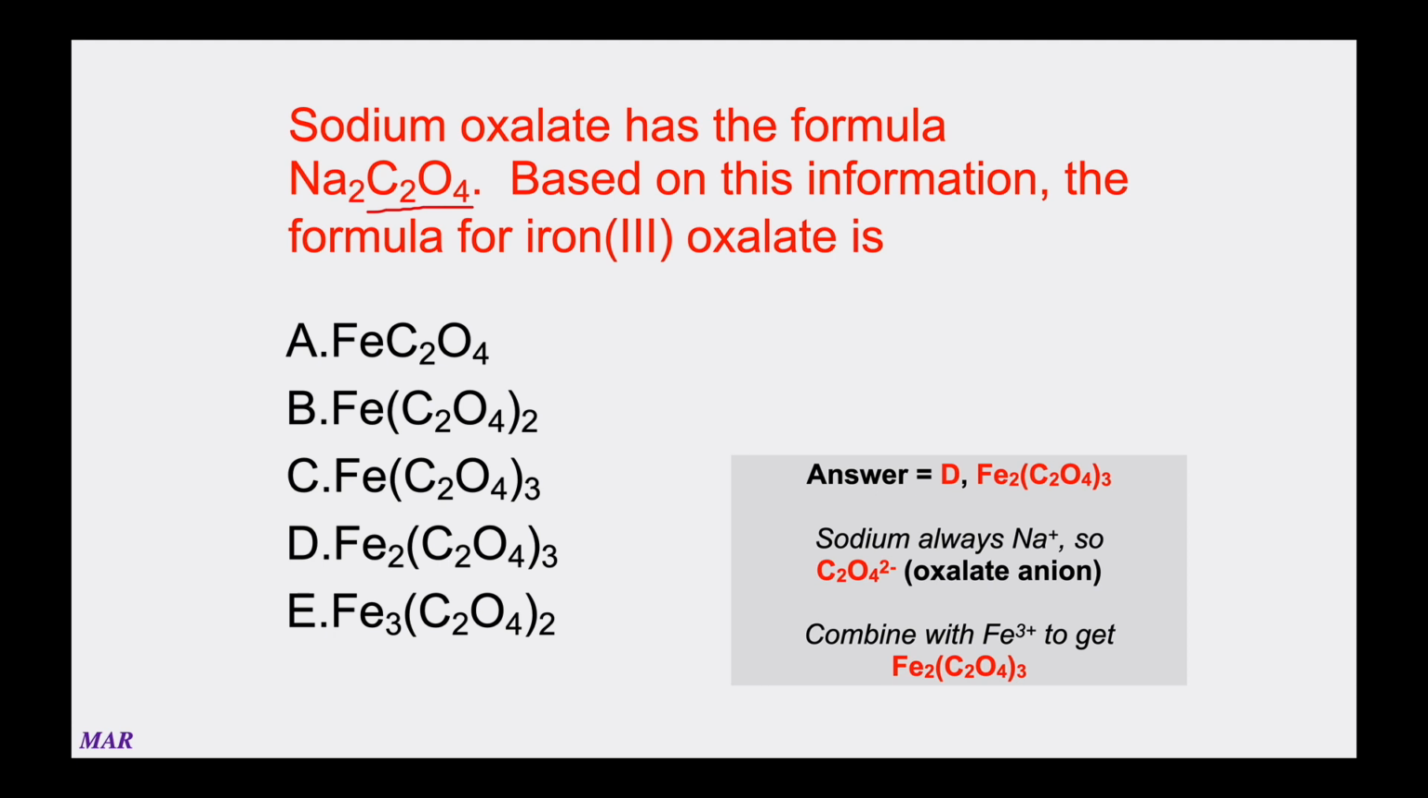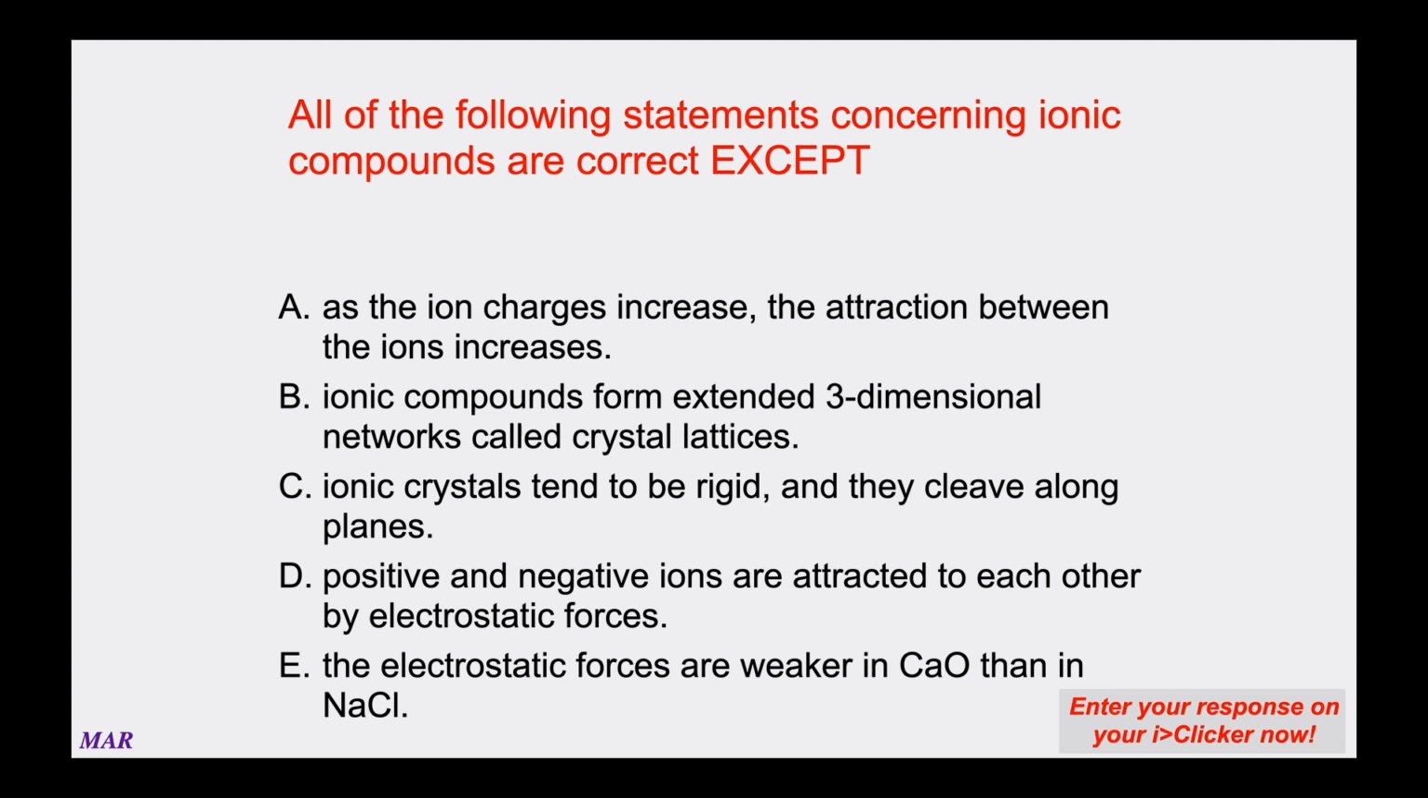So oxalate is -2, and if you knew that, well done. That's awesome. But if you didn't, you can figure it out. Sodium's always +1, so oxalate has to be -2, and then take that -2 oxalate, balance with an iron +3. Good to go. All of the following statements concerning ionic compounds are correct except one of those statements is not a correct response. And I'd like you to try and figure it out. So this is a good place to pause the video. And once you're done working on the question, then unpause it and we'll talk about the answer.